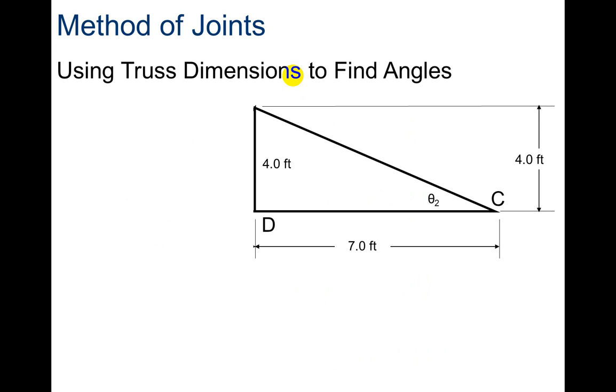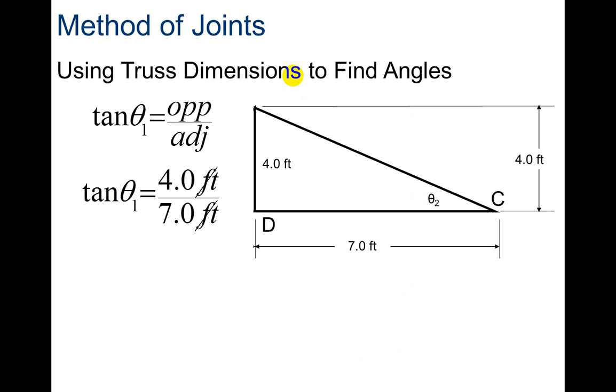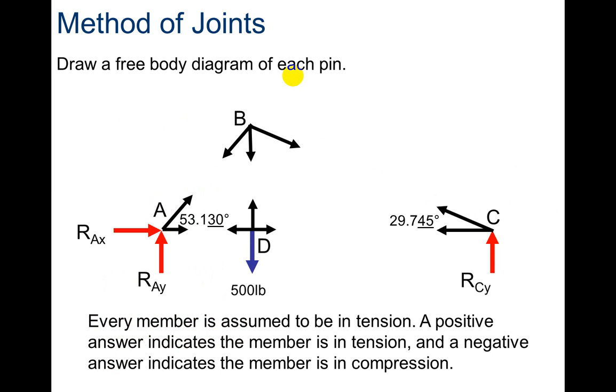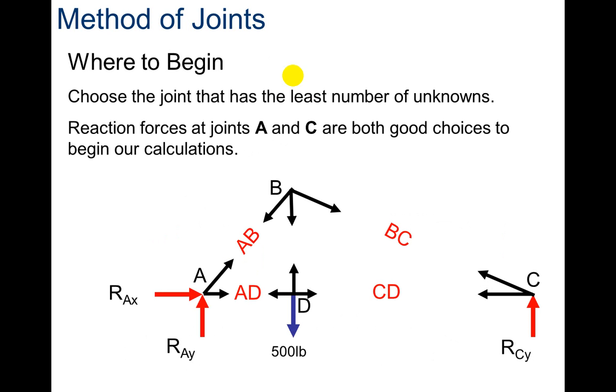Okay, do the same thing for the other side so I can get that angle. Opposite over adjacent, 4 divided by 7, inverse tangent, and it gives me 29.745 degrees. If you're not getting these angles, make sure that your calculator is in degrees. Okay, so now I need to break it all down. I need to break it down into each joint as its own vector that I'm solving. So I'm going to look at A first.